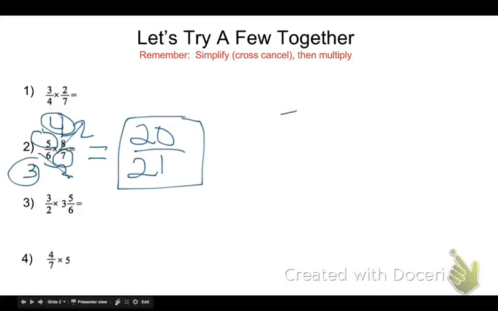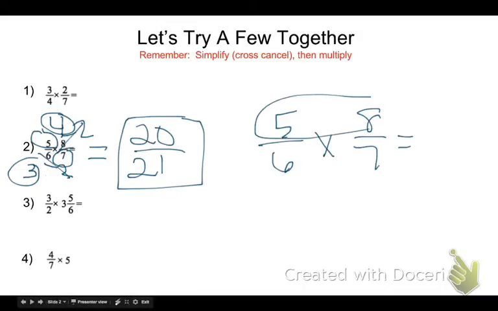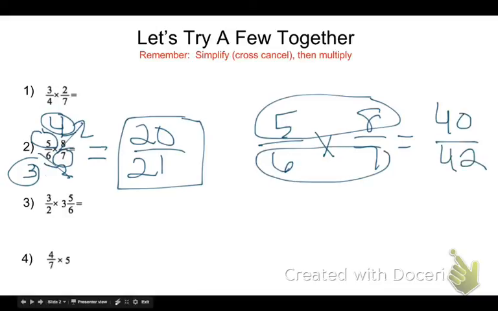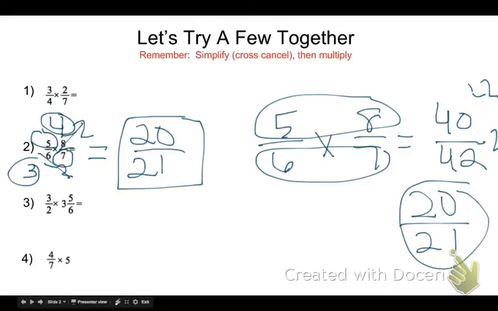Let's look at it again without cross-canceling. If I just multiply straight across, I would get 40 over 42. Again, I'm working with larger numbers. Once I multiply across, the second step is to simplify. And all I can think of is that both of these are even numbers, so I'm going to divide them by 2. 40 divided by 2 is 20, and 42 divided by 2 is 21. Again, I got the same answer.